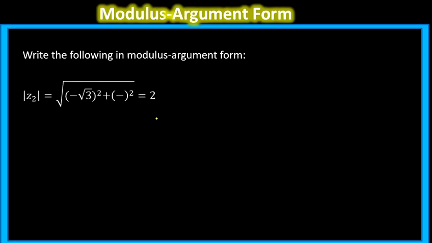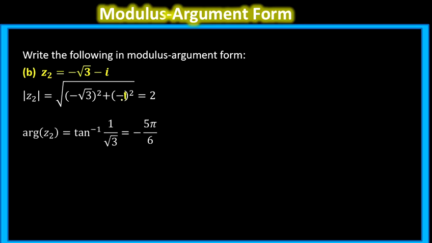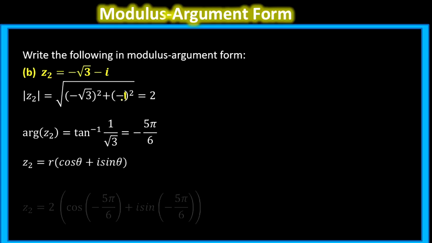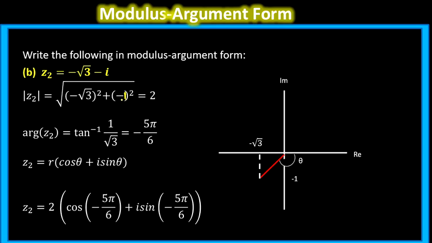The next example was this. Minus root 3 minus iota. Find the modulus. There is a mistake here. Negative 1 square. And ultimately you are getting 2. Whenever you find the argument, ignore the sign first because signs are used to decide the quadrant of the location of the complex number. Now you have this angle you can show in the graph.